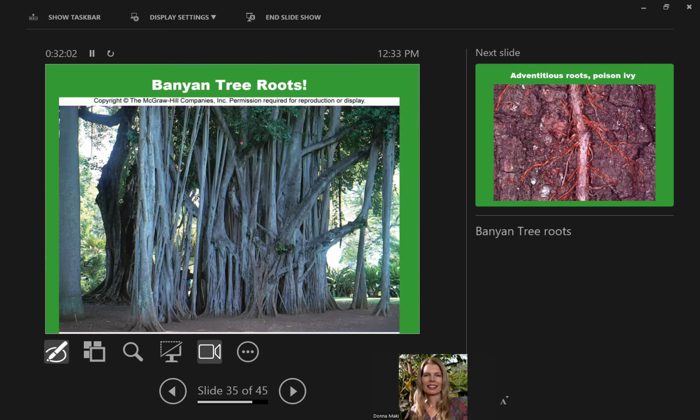Ever see a banyan tree up close and personal? When I was in Florida, I went there for a microbiology conference actually at that time.